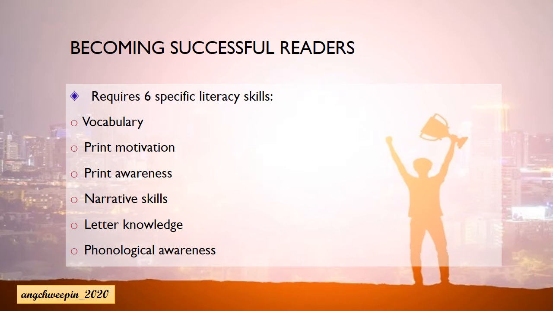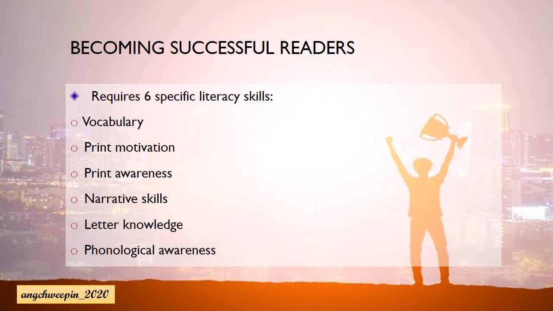Second, print motivation. This refers to a child's interest in and love for books. A child who likes books enjoys being read to, plays with books, asks to be read to, pretends to read, or writes, and enjoys trips to the bookstores and libraries. Parents can encourage this literacy skill by having shared book reading at bedtime, making books available, or probably starting a mini library at home.